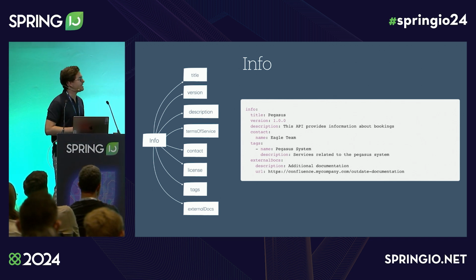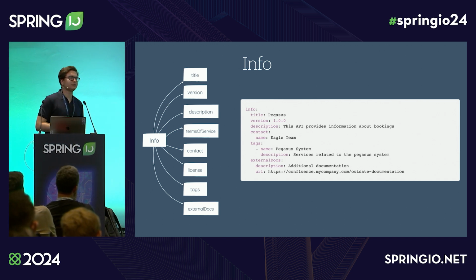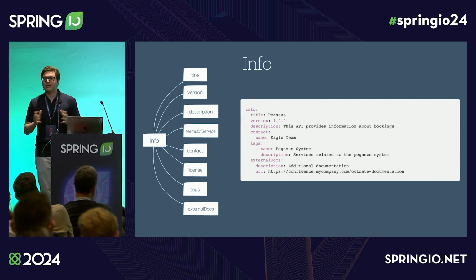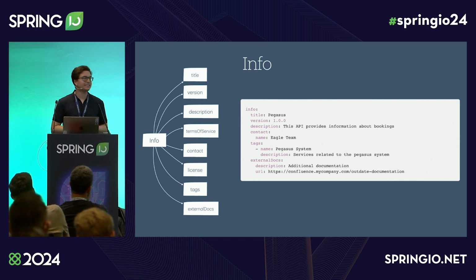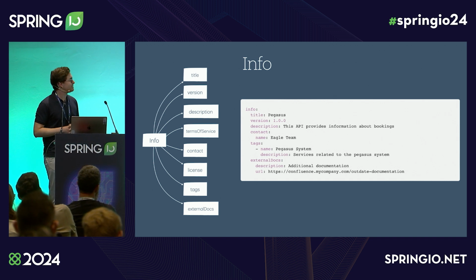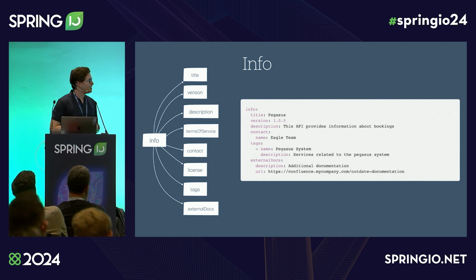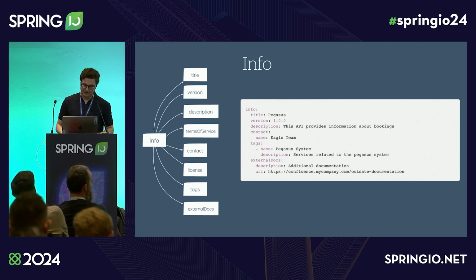The description is that this API provides information about bookings. We have a contact. It's the Ego team. Let's hope that the teams are not restructured and next year somebody tries to find the Ego team, it doesn't exist anymore. Right? You have some tags. So this is the Pegasus system, and you have external docs leading to some docs with outdated documentation. That's usually how it happens in our companies, right?